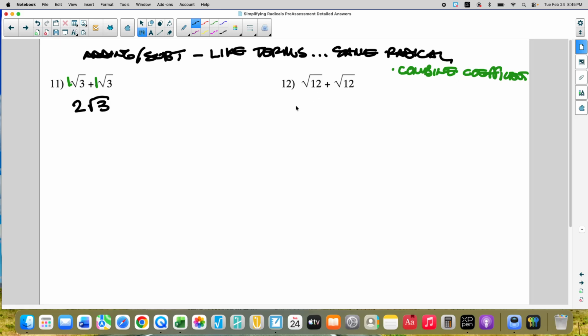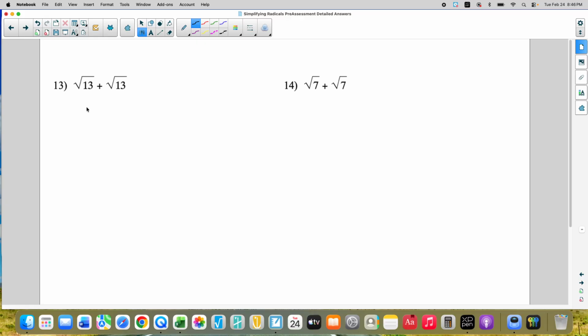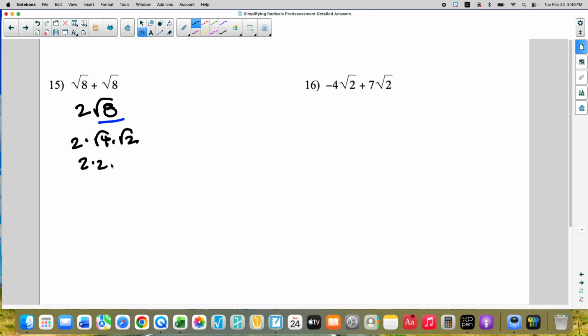These are like radicals, so this becomes 2 rad 12. Now, make sure that your radicals are simplified. So rad 12 can be simplified after I added their coefficients. So we get 4 rad 3. Make sure you simplify. Rad 13 plus rad 13, 2 rad 13. Rad 7 plus rad 7, 2 rad 7. Rad 8, 2 rad 8. And I got to simplify. Rad 8 can be broken into rad 4, rad 2. 2 times 2 times rad 2, which is 4 rad 2.